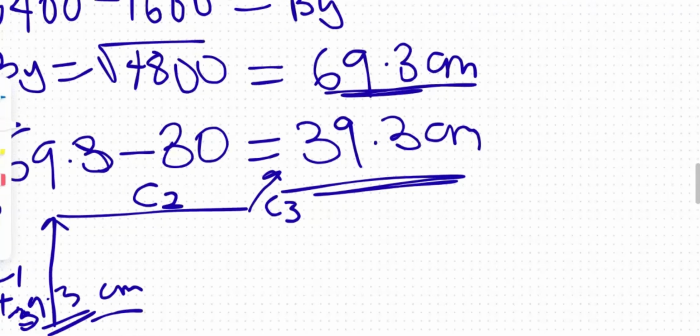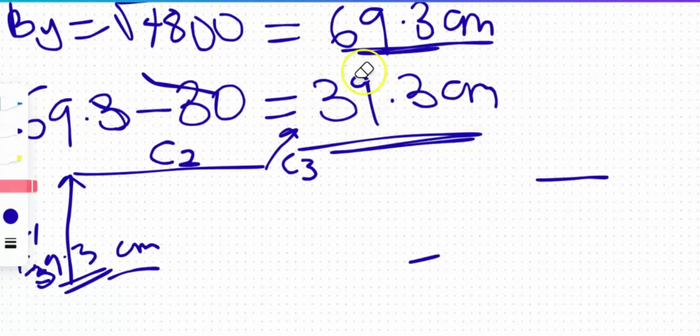Okay. So that explains the question. That solves the question that we're trying to solve there. So this is the additional steps the ant has to take, 39.3 centimeters. Now let's look at other problems.